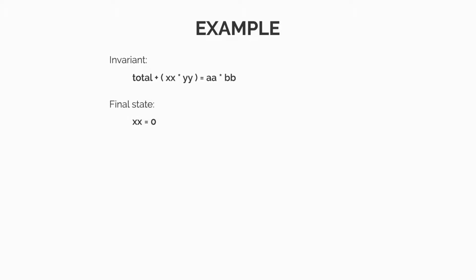Finally, in the final state, when xx equals 0, the invariant becomes the predicate total plus 0 times yy equals AA times bb, which gives us the predicate total equals AA times bb, which is our post condition, which is the post condition of the loop.